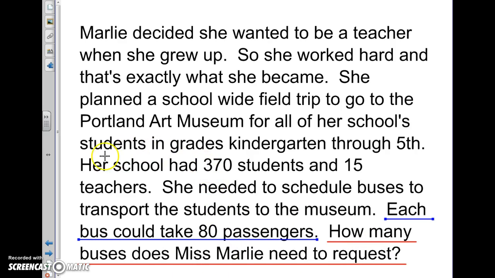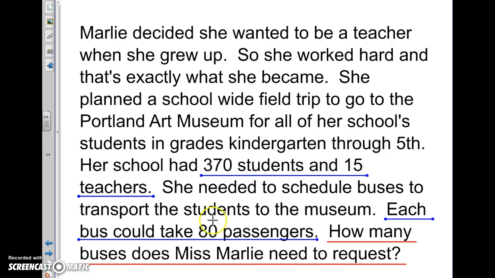And then how many passengers? Now, it says her school had 370 students and 15 teachers. Should we include the students and the teachers in this if we want to take the field trip? I know it'd probably be more fun for the students to not bring the teachers, but I think we're going to have to bring them anyway. So that means that we're going to have to include that 370 and also the 15 teachers.